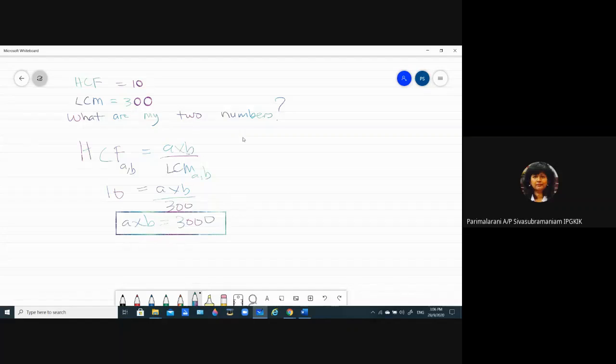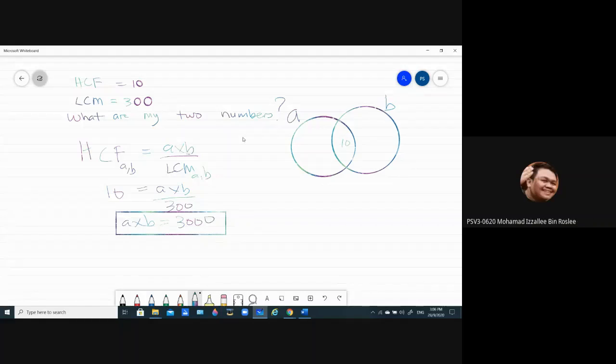Anybody else got any other answer? Okay, let's draw the Venn diagram. The Venn diagram is for two numbers, A and B. We know the HCF is 10. So what are we going to write inside here? Can we write 10? No, because 10 is not a prime number. So how do we change 10 to prime numbers? We do factorization. So 10 will be 2 and 5.